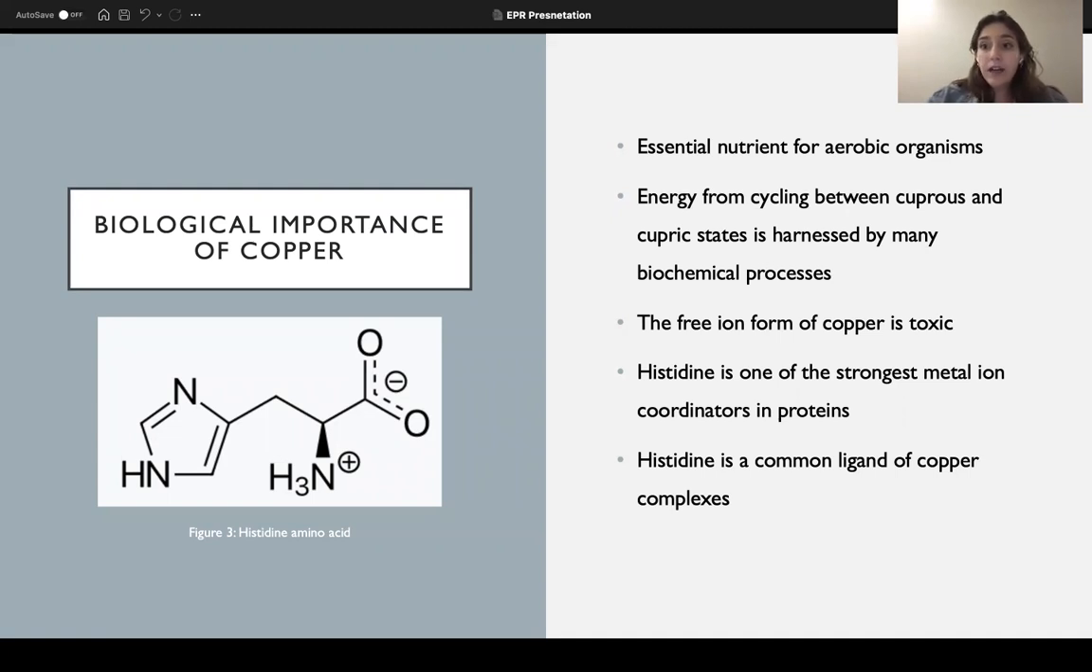One of the amino acids most commonly found to bind to copper is histidine. It is one of the strongest metal ion coordinators in proteins, and it has an imidazole group that contains two nitrogens that copper can bind to, which makes it one of the most common ligands of copper complexes. And ESR can tell us of the structural details of these different complexes and give insight into the coordination environment that they're in.